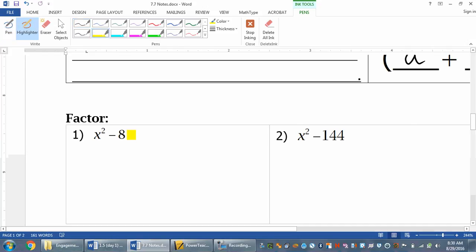Again, you should recognize that 81 is a perfect square. So we're going to break up x squared as x and x. If you recognize 9 squared is 81, so we're going to break it up as 9 and negative 9. So my two factors are x plus 9, x minus 9.